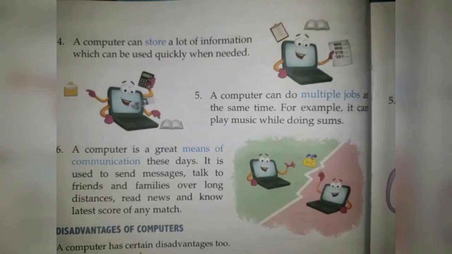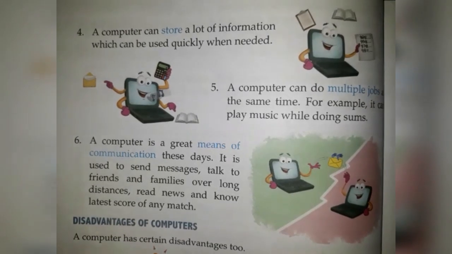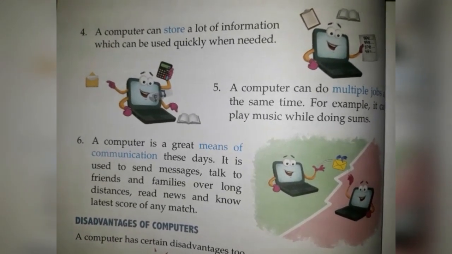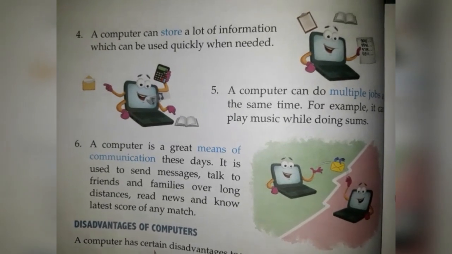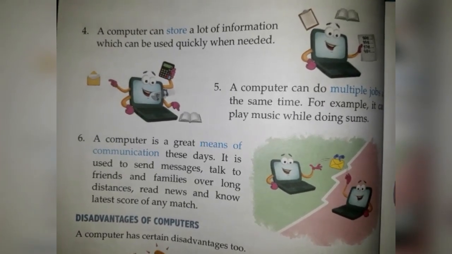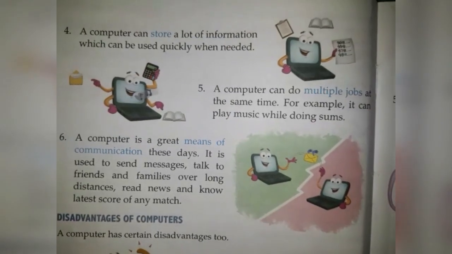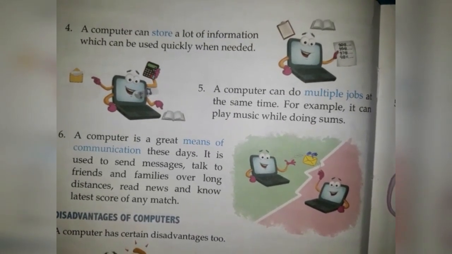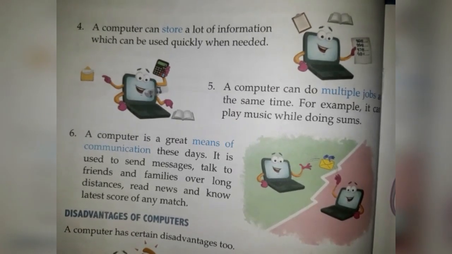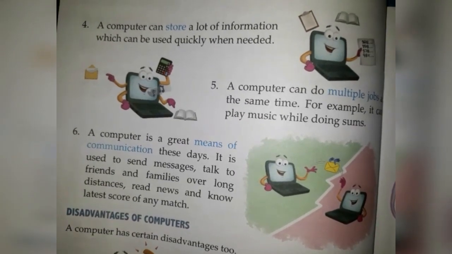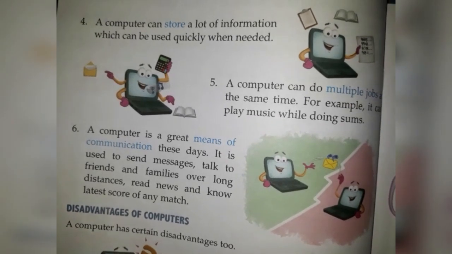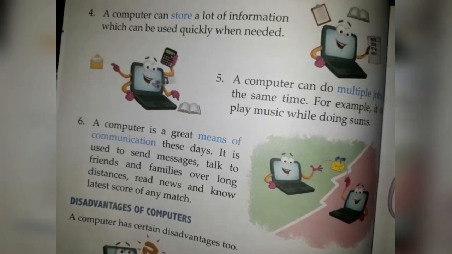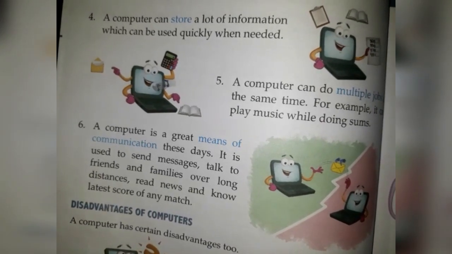Fourth thing is a computer can store a lot of information which can be used quickly when needed. Yes, a computer can store a large amount of information in it, so we can have that information whenever we want. Fifth number is a computer can do multiple jobs at the same time. For example, it can play music while doing some work. Yes, computer can do many jobs at the same time. For example, we are adding some numbers at one place and we can listen to songs at another place, so it can do multiple jobs at the same time.